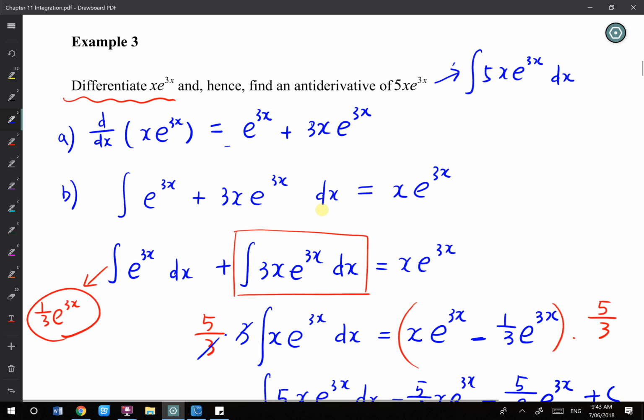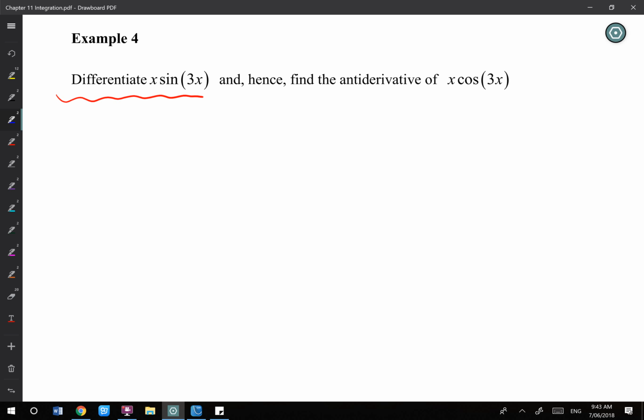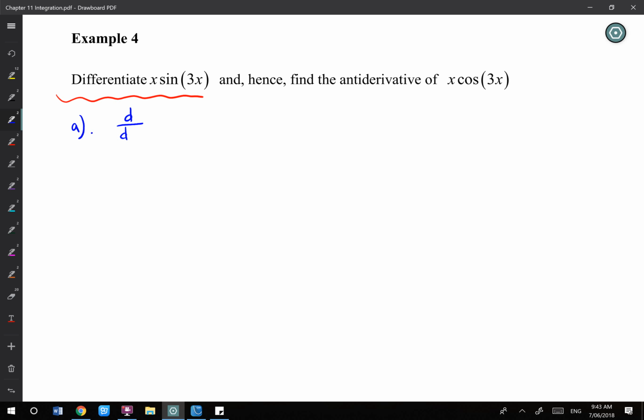Okay, that's example 3. Okay, example 4. Part A is differentiate. It's always differentiate something and anti-differentiate something you don't know. It's always like that. But the question is not going to be as simple as this. It's not going to be that straightforward, like giving you that, giving you that.